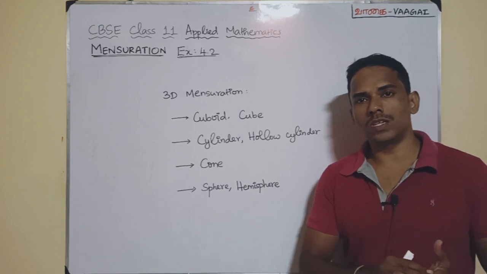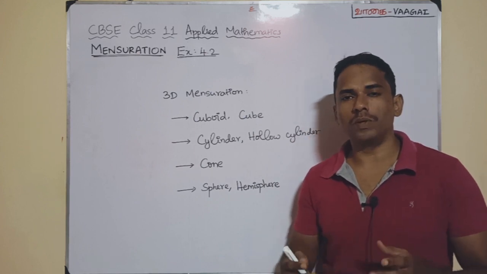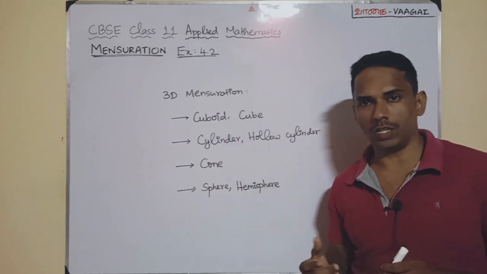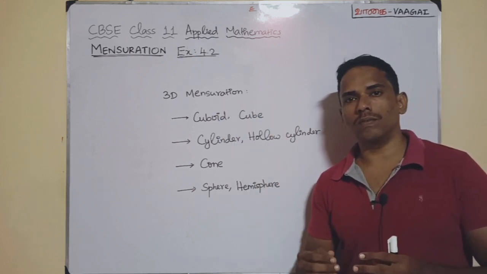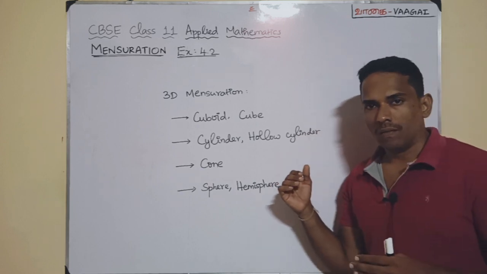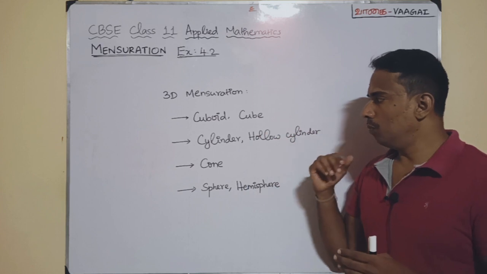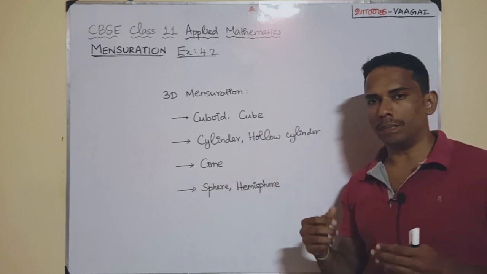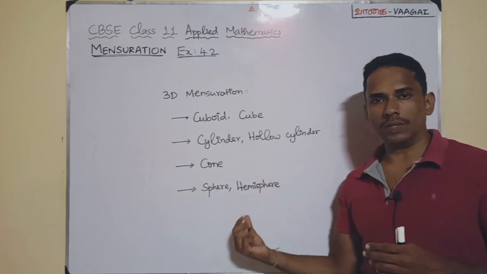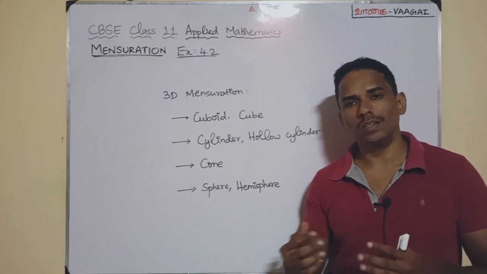Following the previous session, in this session we are about to solve exercise 4.2 from the concept of mensuration. Here, we have problems based on 3D mensuration, so we will have all 3D shapes. If you have a look, we have questions based on the cuboid, cube, cylinder, hollow cylinder, cone, sphere, hemisphere, and hollow sphere.